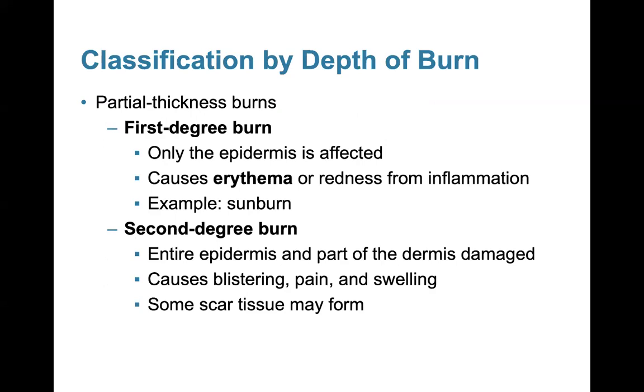So first-degree burn, this is only on the epidermal layer, causes erythema or redness from the inflammation, and this would be an example of sunburn. Second-degree burn, this is where the entire epidermis and part of the dermis is damaged. It causes blistering, pain, and swelling. Some scar tissue may also form as a result of a second-degree burn.